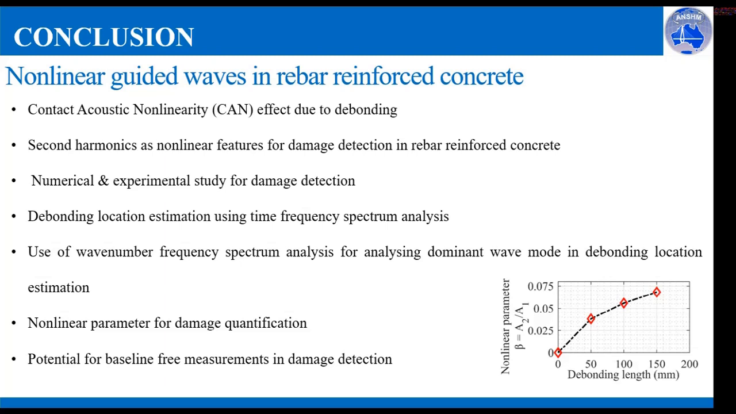In order to quantify the damage, we can also plot the nonlinear parameter, which can be described as the ratio of the amplitude of the second harmonics to the amplitude of the excitation frequencies. It is plotted at different lengths of debonding, the cases from N1 to N5, and you can see that the nonlinear parameter increases as the debonding length increases. These nonlinear features have potential for baseline-free field measurements and are helpful in damage detection.